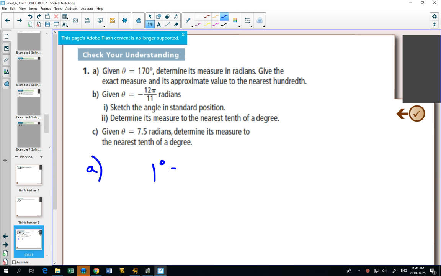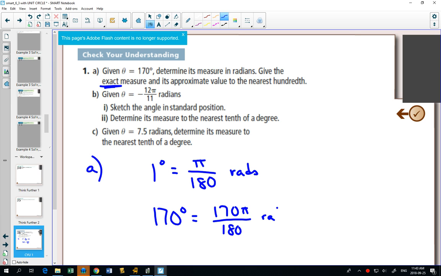So first of all, can you remember that 1 degree is pi over 180 radians? You can write radians, abbreviate it as rads, or you don't have to write anything. So give the exact measure of 170 degrees. Well, how would I get from 1 to 170? I'd multiply by 170. So if I multiply this side by 170, that is an exact value.